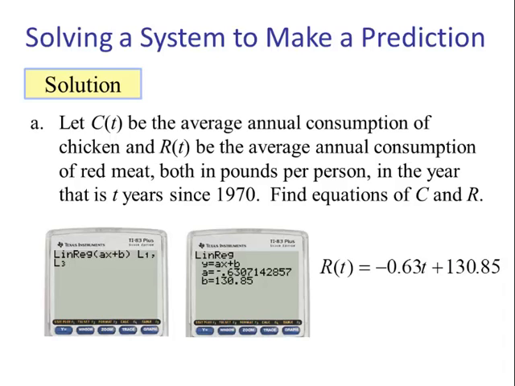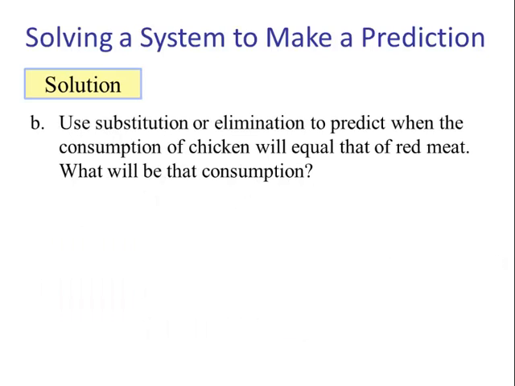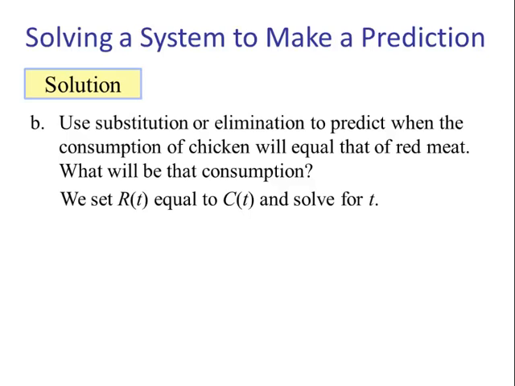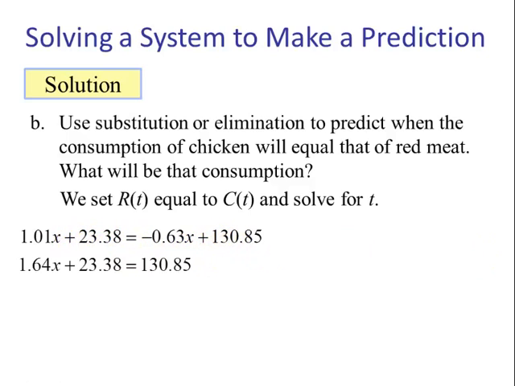B. We take R of t and set it equal to C of t and solve for t. So we're using substitution. We have this expression equal to this expression. The next step, I want to add 0.63t to both sides and combine like terms. Next, I want to subtract 23.38 from both sides. I'm left with this equation. And finally, we divide by 1.64, and we get t is approximately 65.53 to 2 decimal places.